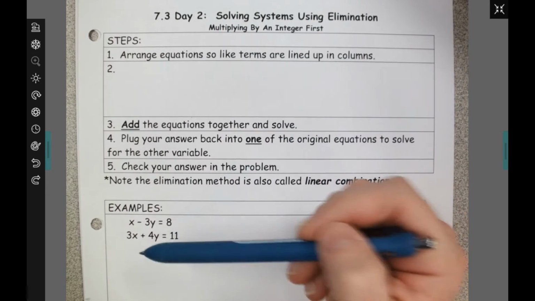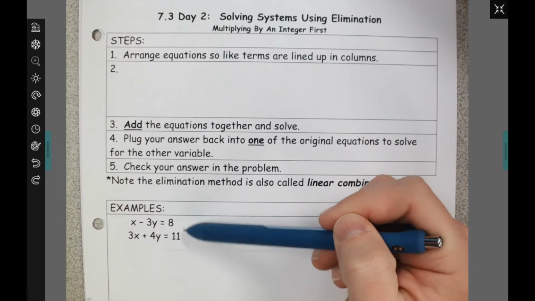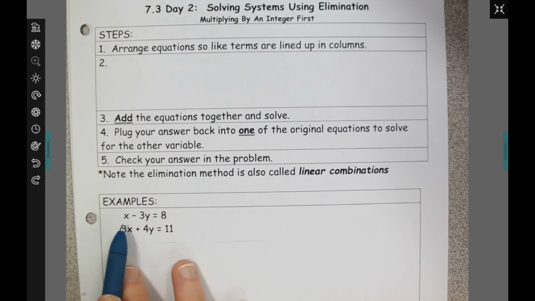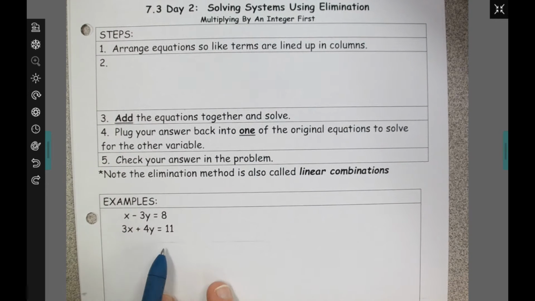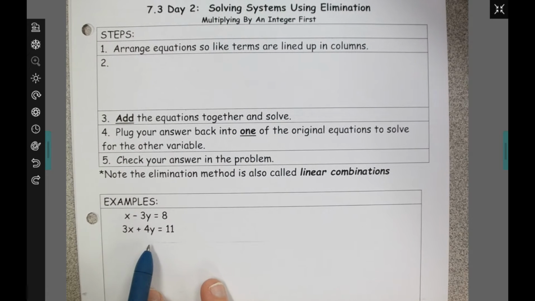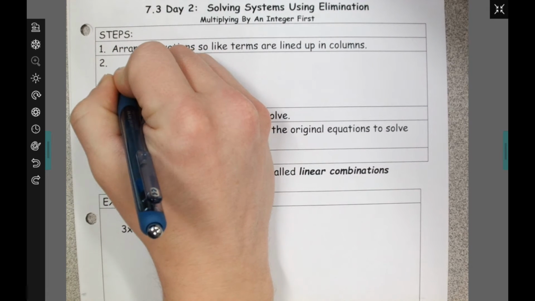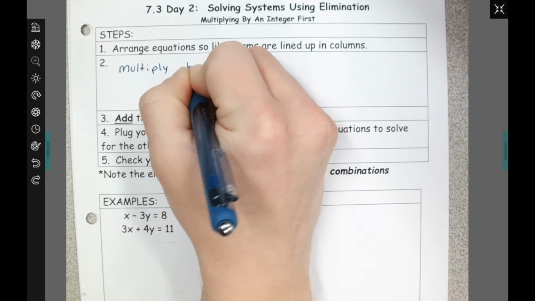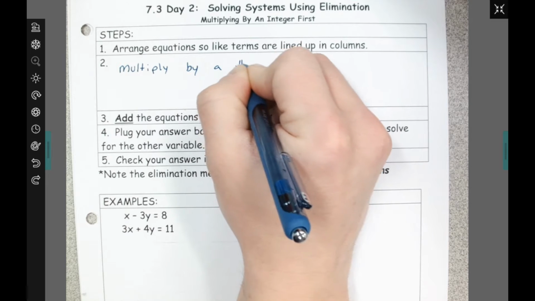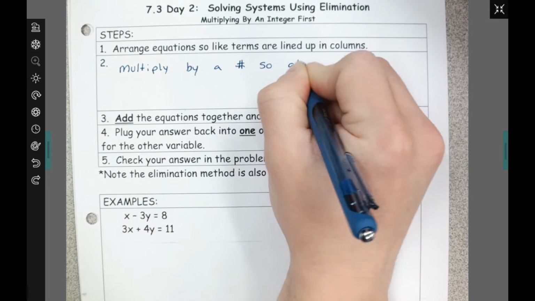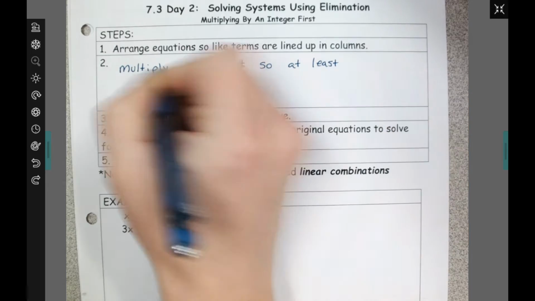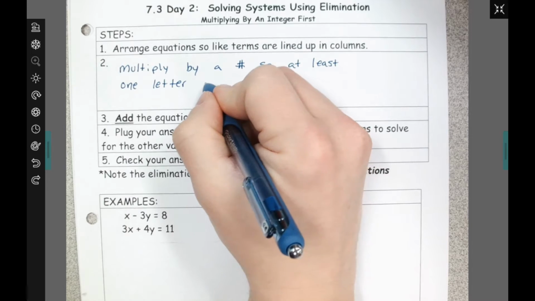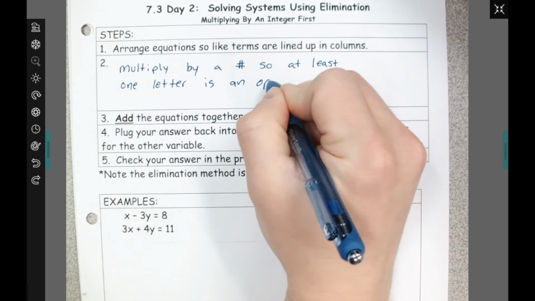First one, you still want your like terms. You want x's, y's, numbers lined up, which like example 1, they are. Okay, but the issue here is when I go to add them, nothing goes away. So when you go to add and nothing goes away, what you need to do next is multiply by a number. So at least one letter is an opposite.